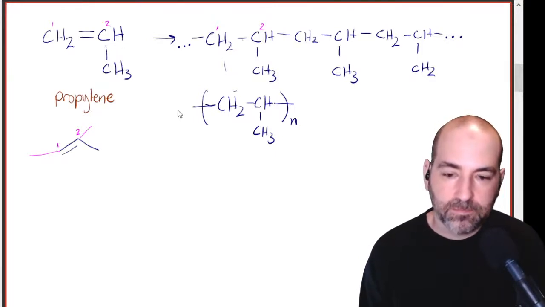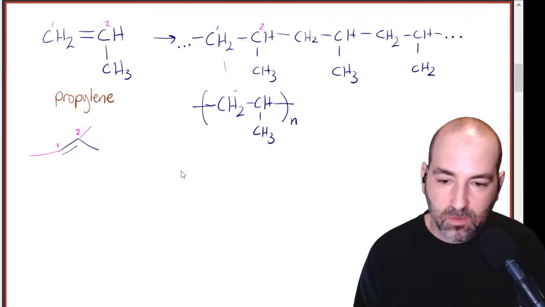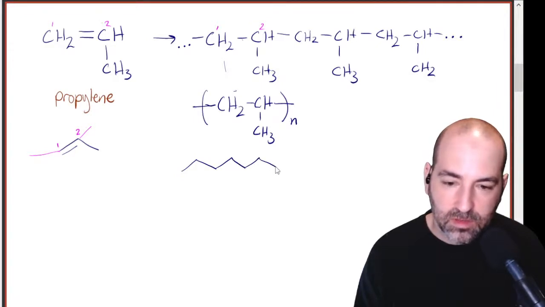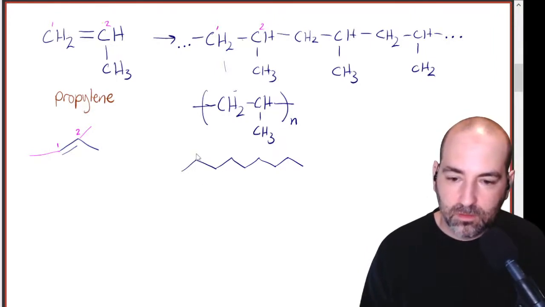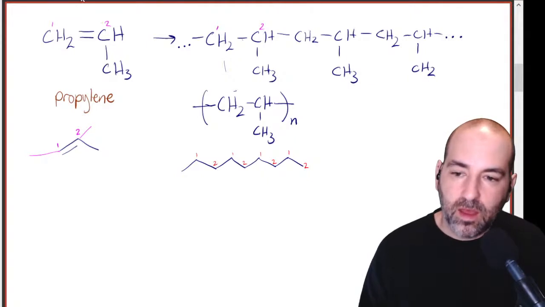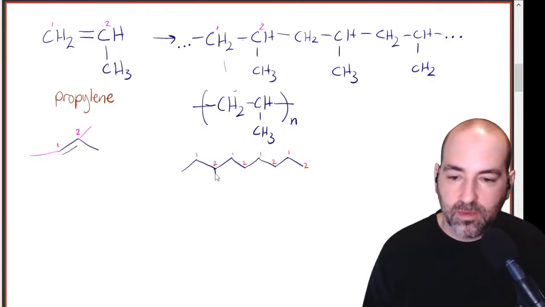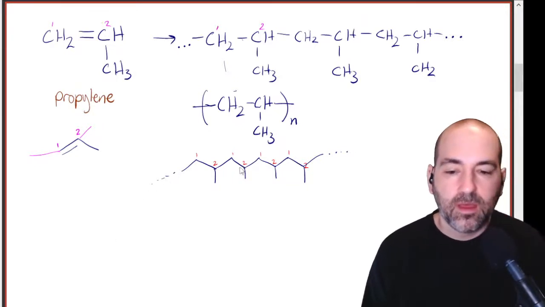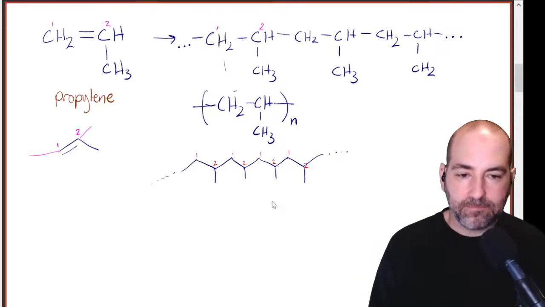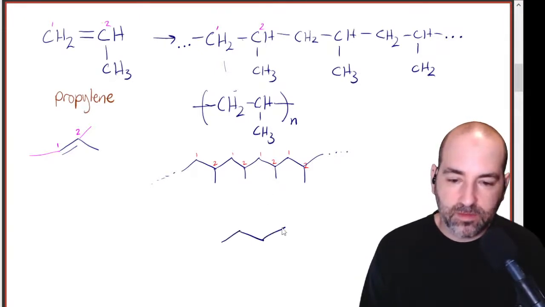So that then when you draw that, you can go, all right, I've got a 1, 2, 1, 2, 1, 2, 1, 2, and I'm going to number that again just to make sure. So here's my 1, 2, 1, 2, 1, 2, 1, 2. And then I can add my CH3 coming off of carbon number 2, just as it is in the monomer. And then I have my extra bonds that just show that it's continuing. If I want to make this a more abbreviated format, it would look something like this.